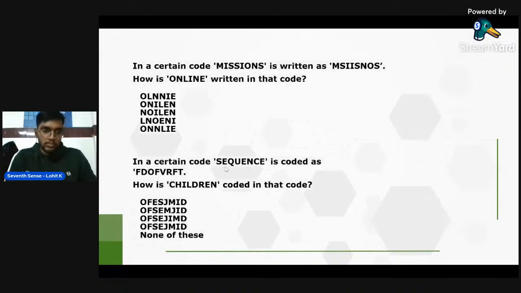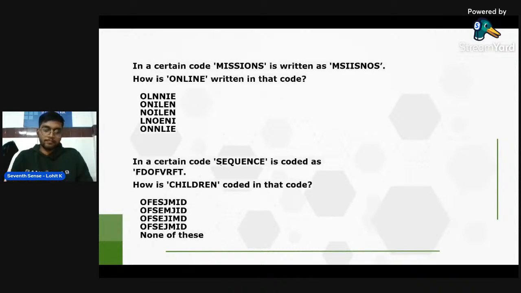Now do the same thing for children. What is C plus one? D. What is H plus one? I. What is I plus one? J. Now when you see the particular three letters and place them in the reverse order, there is only one option following that, that is D, I and G, which is your second option. So the second is the correct option. Don't go through all the letters here, just check one or two, leave it, check the options and go for the next question.